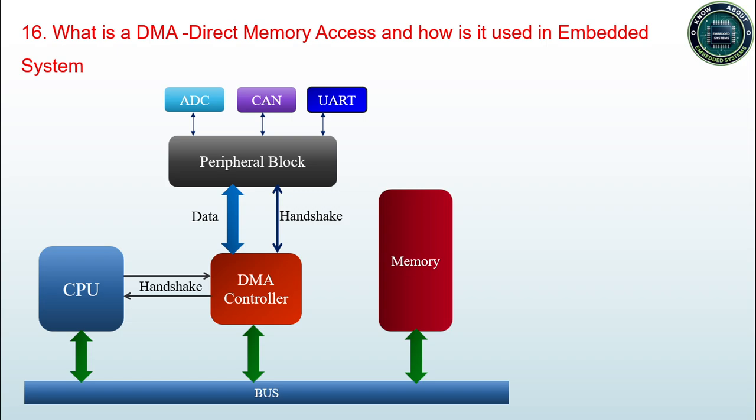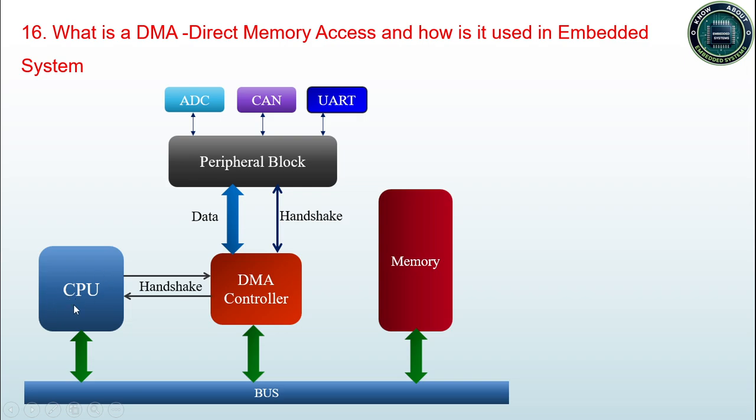scientists invented one more concept called DMA. DMA stands for direct memory access. Without CPU intervention, DMA is able to transmit data from memory to peripherals or peripherals to memory. That is what you are seeing on the screen. Okay, so this DMA plays a very important role, and this DMA is controlled by the CPU.